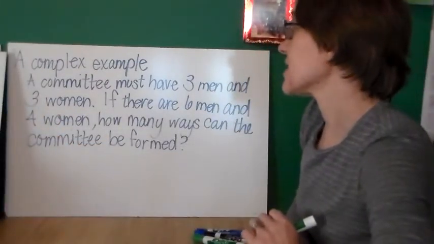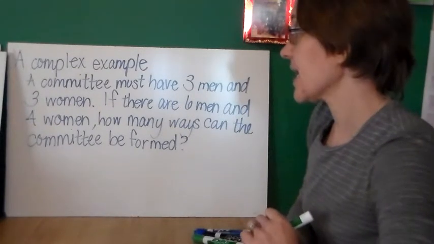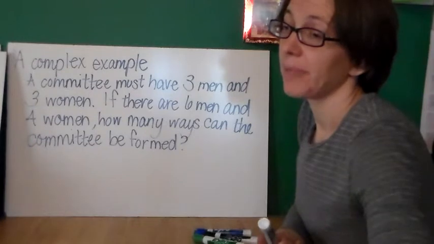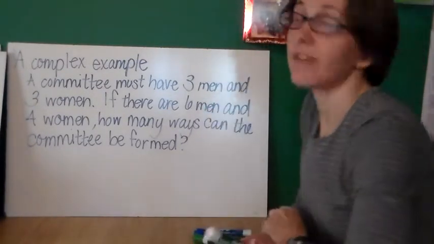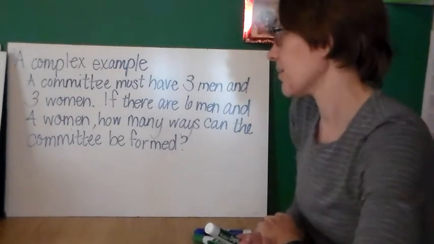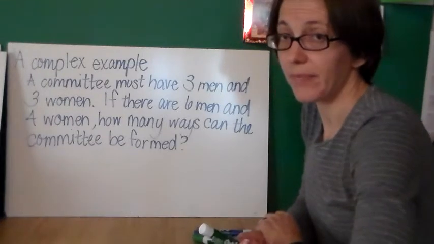Okay. Finally, we'll look at a more complex example. A committee must have 3 men and 3 women. If there are 6 men and 4 women, how many ways can the committee be formed? Well, this has 2 events. Our first event is that we need to pick our 3 men to be in the committee. Our second event is going to be picking 3 women.